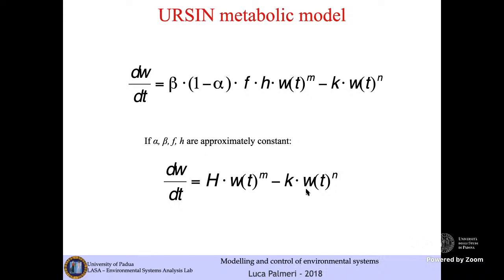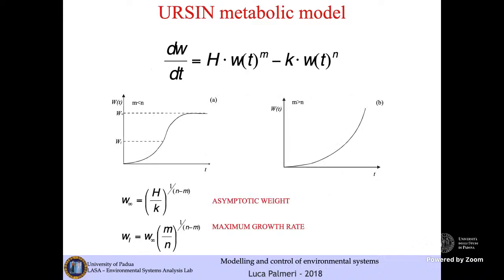When we try to analyze this curve and what you may expect to find, you find exactly the logistic or sigmoidal shaped curve, in which the weight of the animal over time is described by a sigmoidal curve, in which we have the inflection point here, where we have the highest speed of growth, the maximum growth rate, and then we have an asymptotic weight to which the fish tends when time goes to infinity. This is the solution of this differential equation in the case in which the exponent m is smaller than the exponent n.